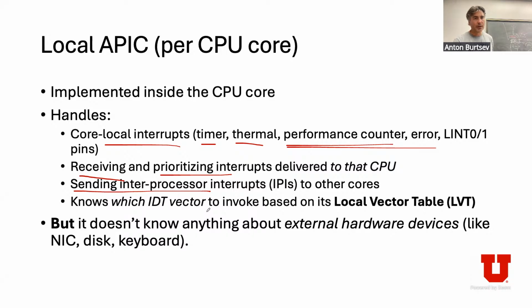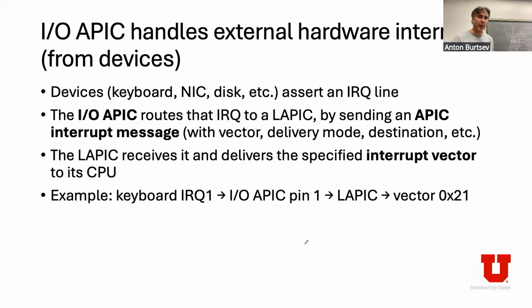In general, it maintains this local vector table. We'll talk a little bit about it, but it essentially maps hardware interrupts to local interrupt vectors. The local APIC, per core, does those things. The IO APIC, the second part of this bundle, essentially handles external devices. Everything we talked about, like the keyboard and network interfaces, in the legacy programmable interrupt controller will be managed by this IO APIC.